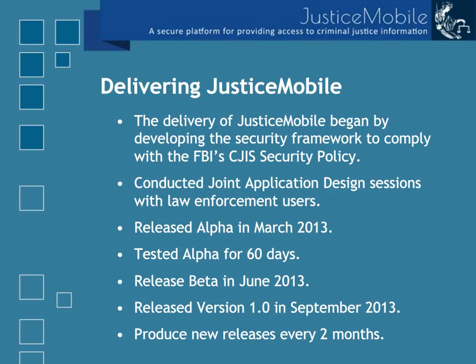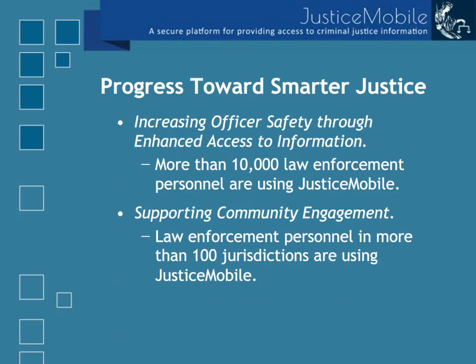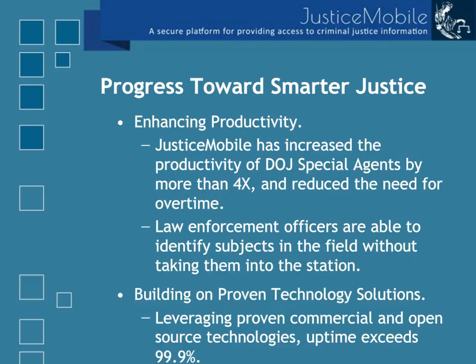In terms of our progress and results from Justice Mobile, we really have made significant progress toward a smarter justice system. In terms of increasing officer safety through enhanced access to information, more than 10,000 law enforcement personnel are using Justice Mobile. In terms of community engagement, we now have law enforcement personnel in more than 100 jurisdictions using Justice Mobile. In terms of enhancing productivity, Justice Mobile has increased the productivity of DOJ special agents by more than 4x and reduced the need for overtime.